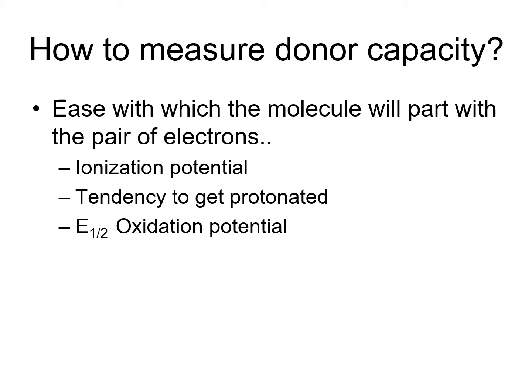You can also measure in solution the E half, or the oxidation potential, of the phosphorus ligand. Ionization potential is often done in the gas phase, and E half can be measured in solution. So these are three ways by which we can measure the donor capacity of any ligand, let alone the PR3 ligand that we are talking about. Any ligand can be assessed for its donor capacity using these three metrics or these three parameters.